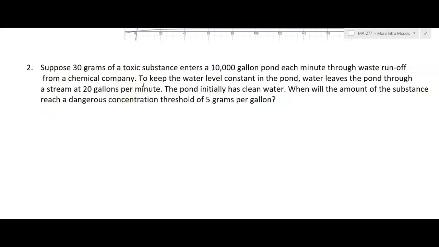This is the same kind of concept, but now our tank, our drum, is actually a lake. So when we talk about tank problems, it doesn't actually have to be a physical container. It could be something like a lake or a river, or the human body can be thought about as a tank. So to keep the water level constant in the pond, water leaves the pond through a stream at 20 gallons per minute. The pond initially has clean water. When will the amount of the substance reach a dangerous concentration threshold of 5 grams per gallon?